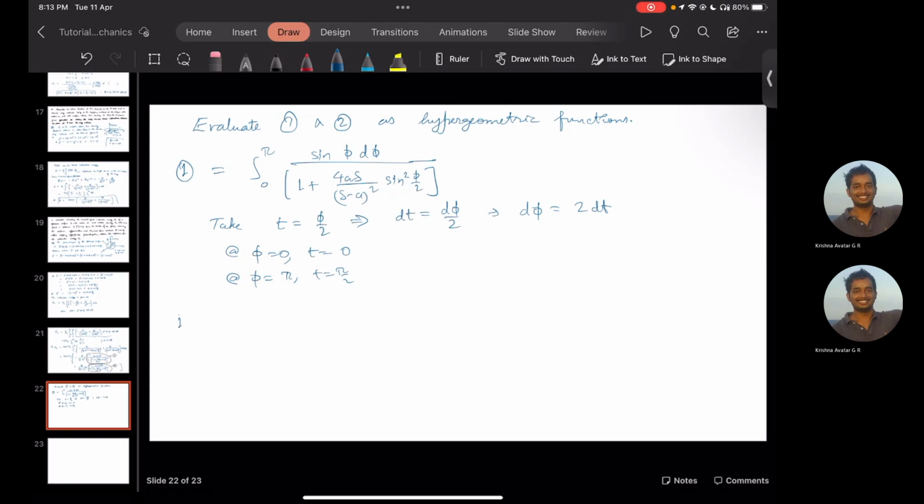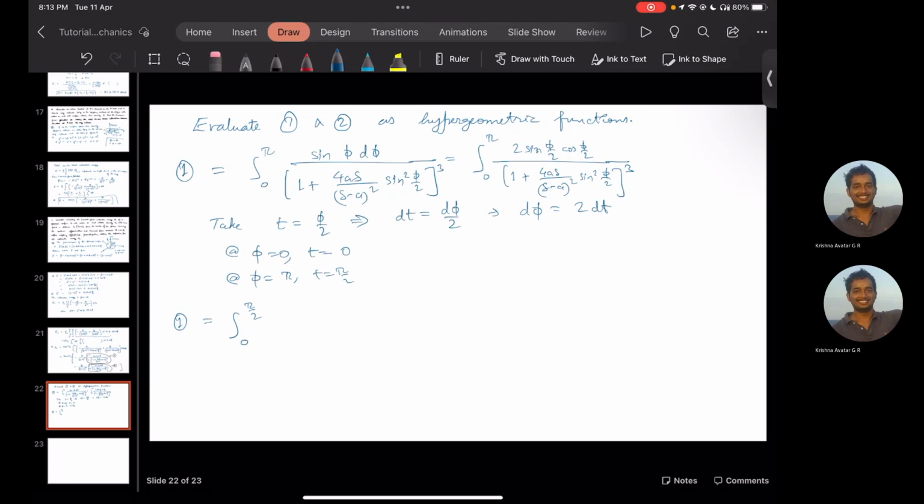So it means I becomes 0 to pi by 2. And then you have this I was supposed to write as 0 to pi by 2 into sine pi by 2 cos pi by 2 divided by, and this was supposed to be 3, right? 1 plus 4a delta del minus a whole square sine square pi by 2 to the power 3.